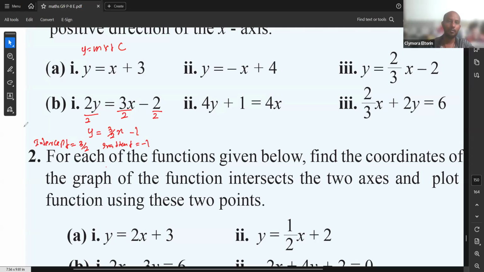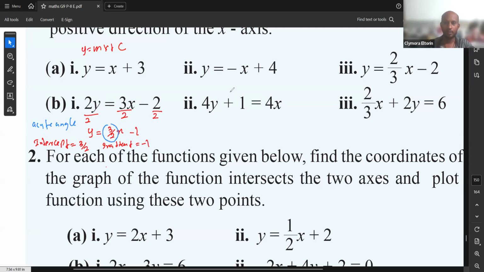What can you say about this? Does it make a right angle or an obtuse angle? The gradient is positive now, so it makes an acute angle. Acute angle. Okay, let's see the next question.